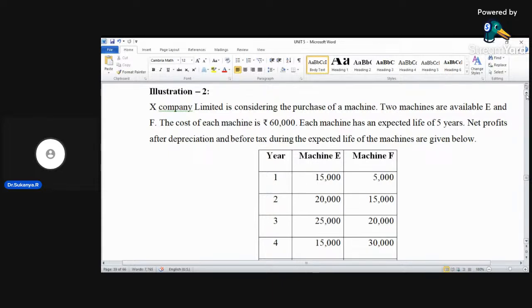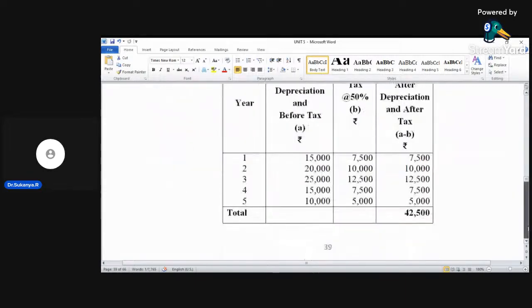This is again a problem on ARR. All of you listen to me. X limited company is considering the purchase of a machinery. Now, this company has two machineries in hand. One is machinery E, and the second one is machinery F. The cost of the machinery is 60,000 rupees. The machinery has a life of 5 years. The net profit after depreciation but before tax is given below. Because they have given us before tax, you have to work it out as after tax. You have to calculate ARR.